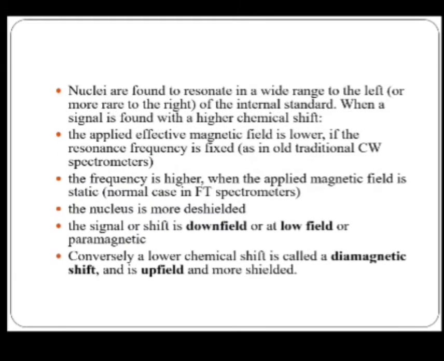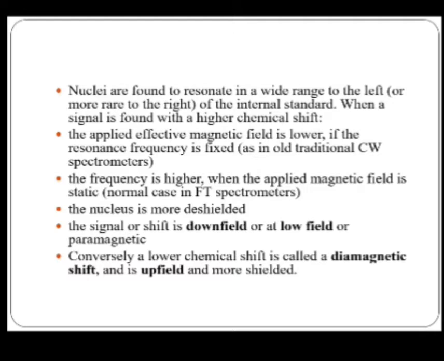The next point: nuclei are found to resonate in a wide range to the left of the internal standard when the signal is found with a higher chemical shift. The applied effective magnetic field is lower if the resonance frequency is fixed. The frequency is higher when the applied magnetic field is normal. The nucleus is more de-shielded. The signal or shift is downfield or at low field or paramagnetic.